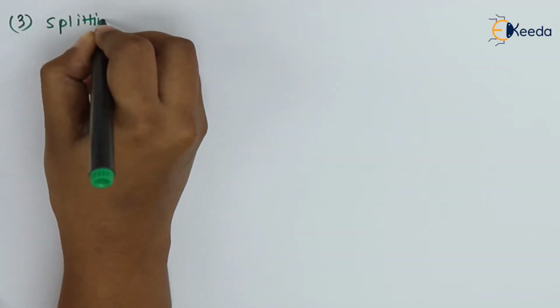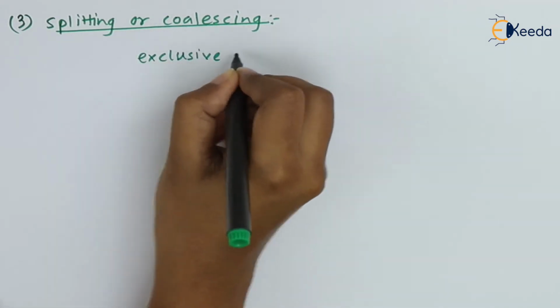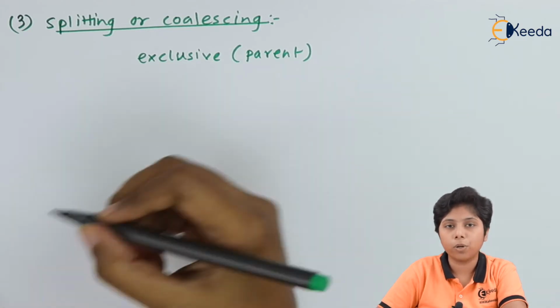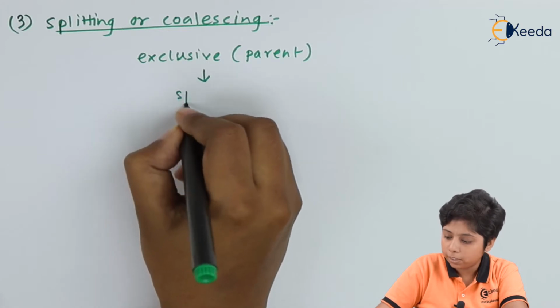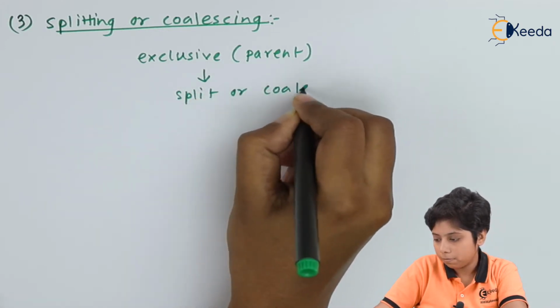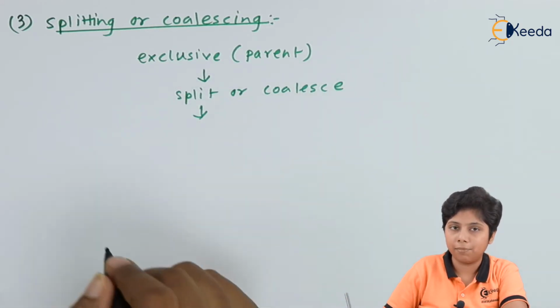Now how can we do that? We need to exclusively lock its parent. First we need to locate it, then take the exclusive lock on the parent, and then we need to split or coalesce, and finally we need to release the parent and its siblings.